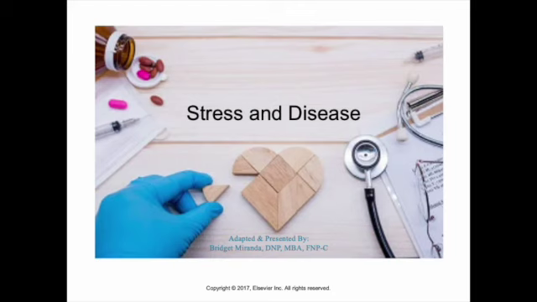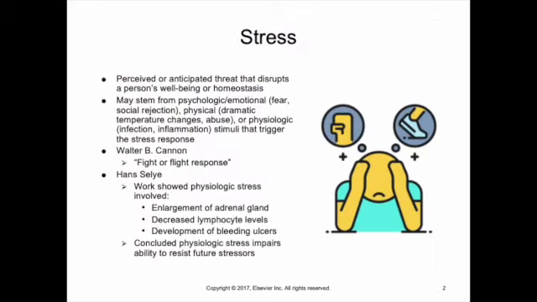This presentation is on stress and disease. Physiological stress refers to our perceived or an anticipated threat that disrupts our well-being or homeostasis. And this stress can arise from various sources, being psychological or emotional stress, physiologic stimuli, physical stimuli, and any other type of physiological change, such as think about infection and inflammation. Any of those things can trigger some sort of stress response.